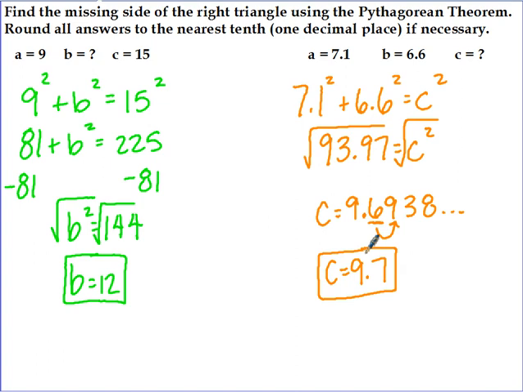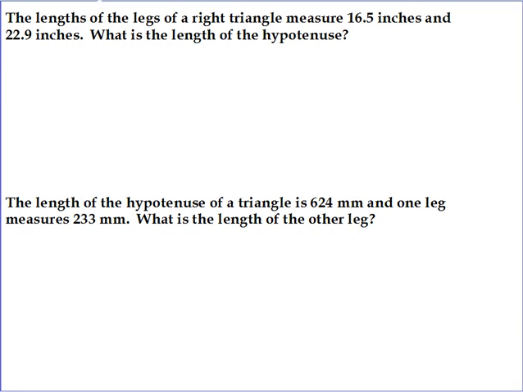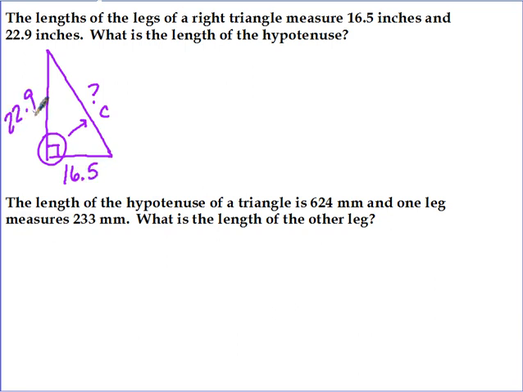All right, we have one more type of problem, and this is where they just describe what's happening. Now, I think it's easier to always draw a triangle if you want to. So it says the lengths of the legs of a right triangle are 16.5 and 22.9 inches. What's the length of the hypotenuse? So here's my triangle. They want to know the length of the hypotenuse, so that's C. And the legs, it doesn't matter which one's 16.5 and which one's 22.9. Those are going to be my A and B values because those are the legs. So 16.5 squared plus 22.9 squared equals C squared.